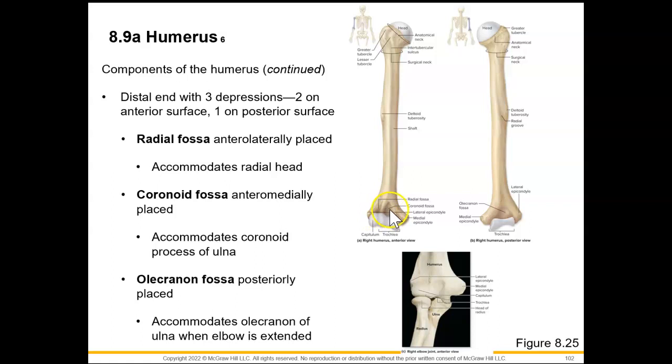Here, more anteromedially, we have the coronoid fossa, and this accommodates the coronoid process of the ulna when the elbow is flexed. And then lastly, posteriorly, we're going to find your olecranon fossa, which accommodates the olecranon process of the ulna when the elbow is extended.